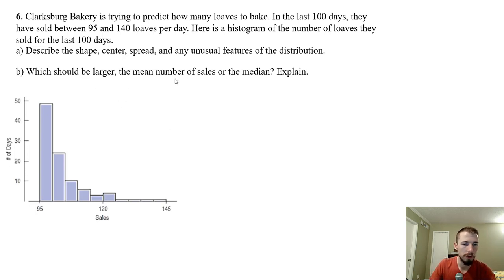Which should be larger, the mean or the median? Well, we're going to use the median because it's not impacted by the skewedness. The mean is going to be impacted by these larger days, which the whole graph is skewed to the right. So our mean is going to be higher than our median because it's impacted and skewed to the right.